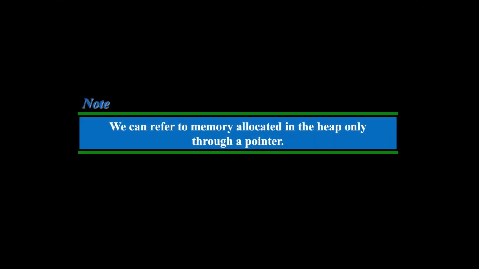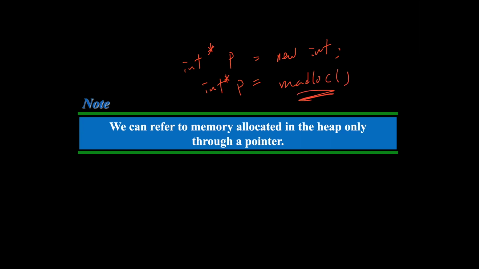We can refer to memory allocated in the heap only through a pointer. What does that mean? Let's say you have an integer pointer p. In C++, you will see something to the effect of this. However, in C, we write it like this. We use malloc, as opposed to new.